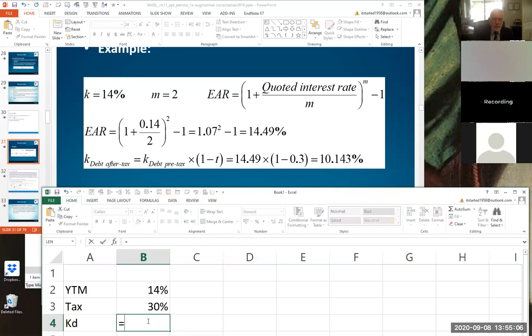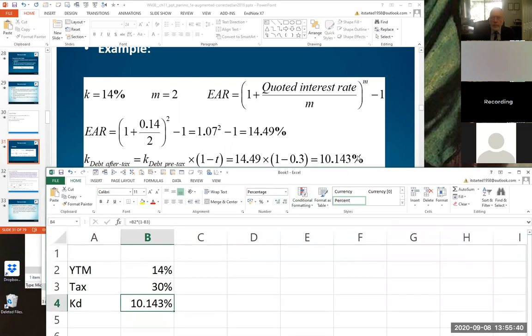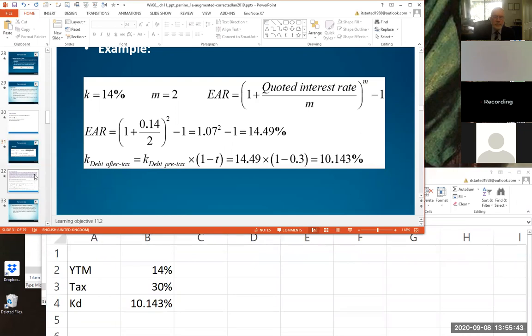It's going to equal 14% times the tax rate. Put that into percentage. And we can see we've got the 10.143. You can see at the bottom of the screen. And here in the slide, we've calculated 10.143. So a simple calculation.